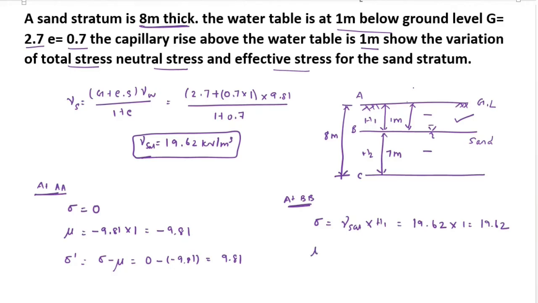Now the pore water pressure. We know the pore water pressure at the water table is 0, so we can put 0 over here. Then sigma dash equal to sigma minus mu. So the sigma value is 19.62 kilonewton per meter square minus 0, equal to 19.62 kilonewton per meter square. So this is the total stress, effective pressure and pore water pressure in BB layer. Likewise we can calculate the CC layer also.